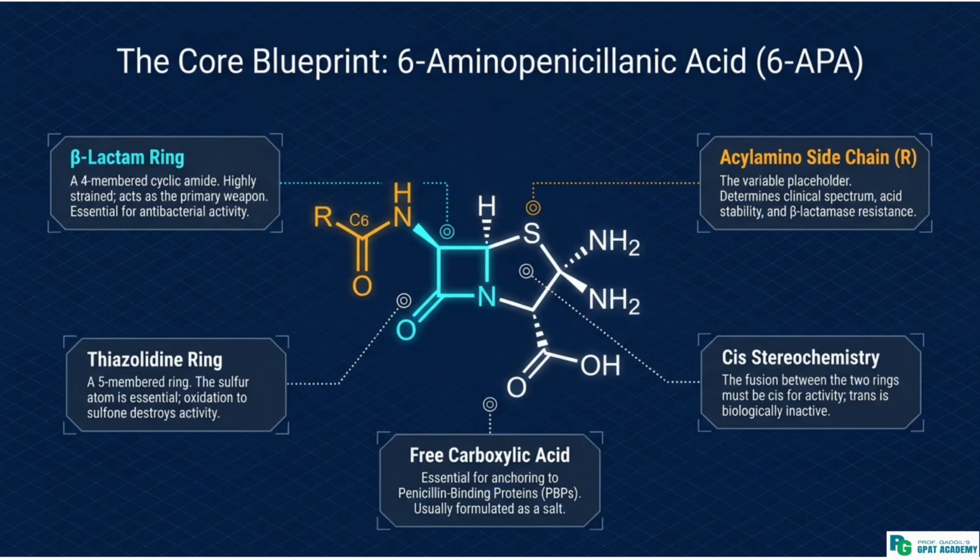There are certain structural features which are essential for the activity. The beta-lactam ring is essential for the antibacterial activity. It is highly strained and reacts with the PBP active site serine. The free carboxylic acid on the thiazolidine is essential for binding to PBP. It is usually used as a sodium or the potassium salt.